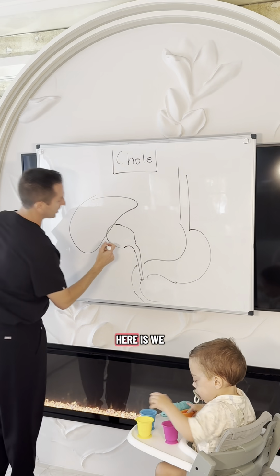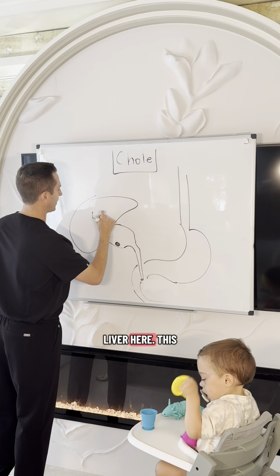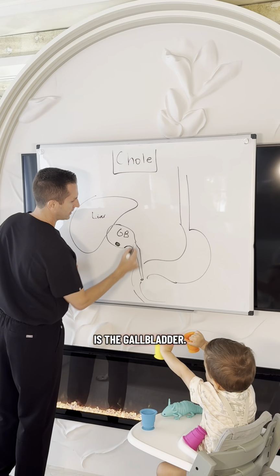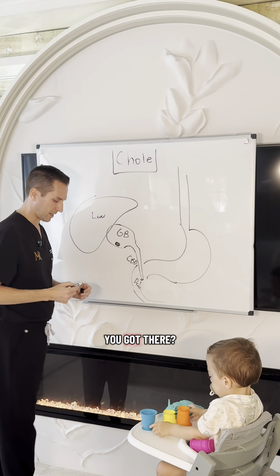So what happens here is we develop gallstones. So this is our gallbladder. This is the liver here. This is the gallbladder. This is the common bile duct. This is the duodenum.